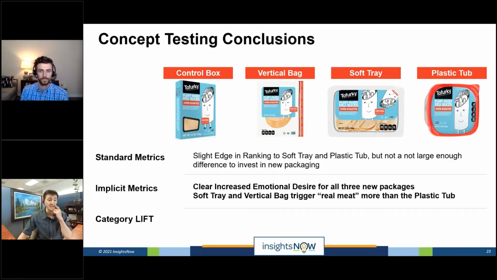All right, so in this case, looking at the emotions, looking at the benefits, there's clearly increased emotional desire for all three of the new packages. So there is some evidence that we didn't see in the standard metrics that we would say, yeah, going to one of the new packaging actually has some potential value because the soft tray and the vertical bag are better at triggering that real meat than the plastic tub.